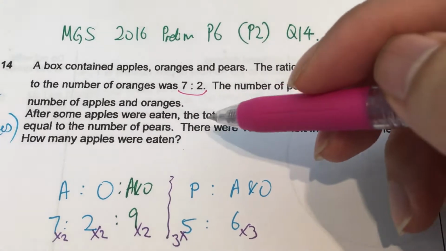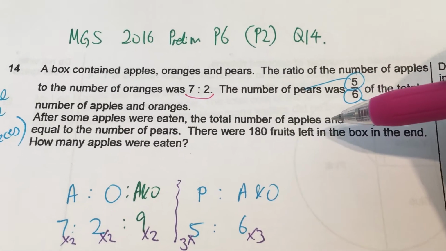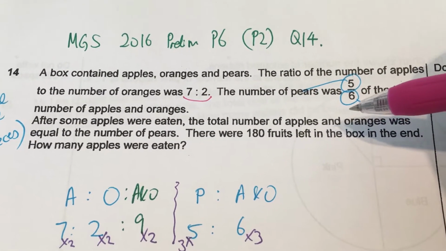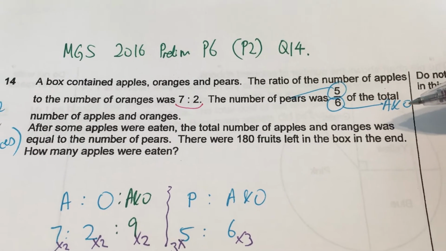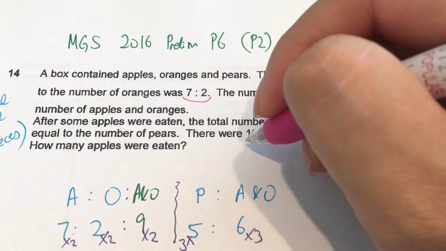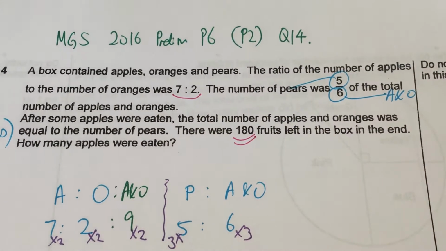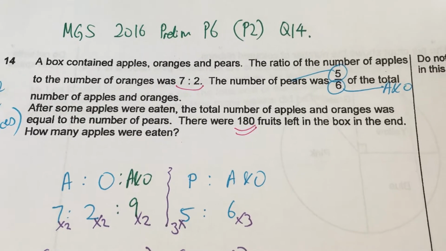After some apples were eaten, the total number of apples and the oranges was equal to the number of pears. There were 180 fruits left in the box in the end. How many apples were eaten?